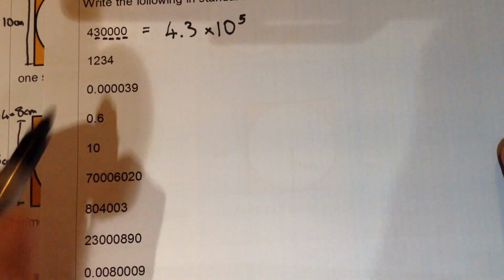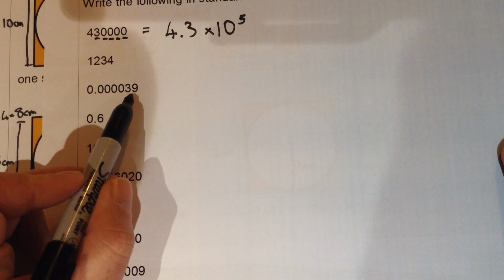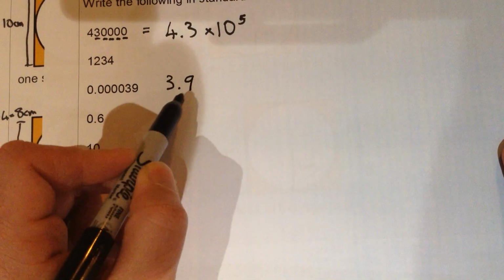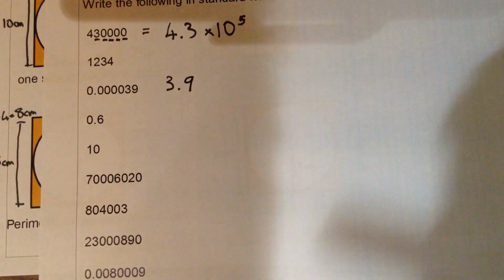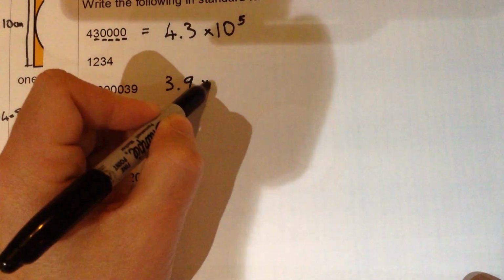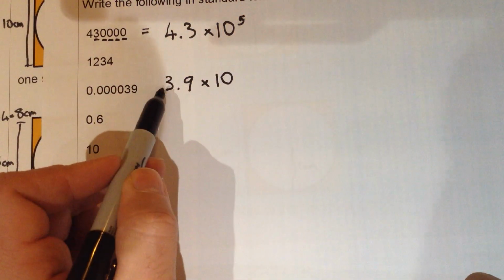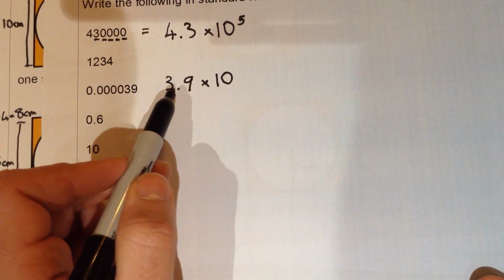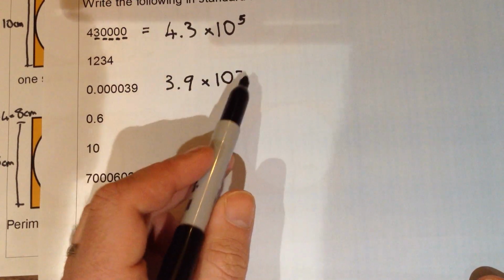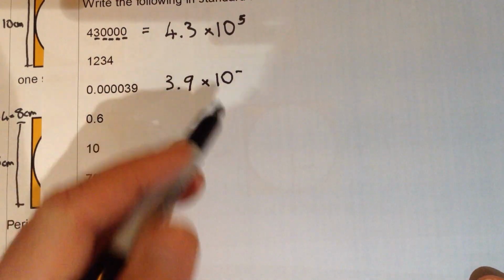For a smaller number, so this one, 0.00039, the first part of the number must again be between 1 and 9.9 recurring. It is always multiplied by 10, but if we were to multiply this by 10, it would get bigger. That therefore shows that it would be a negative power. Putting a negative power on here would actually mean the same as dividing by 10.